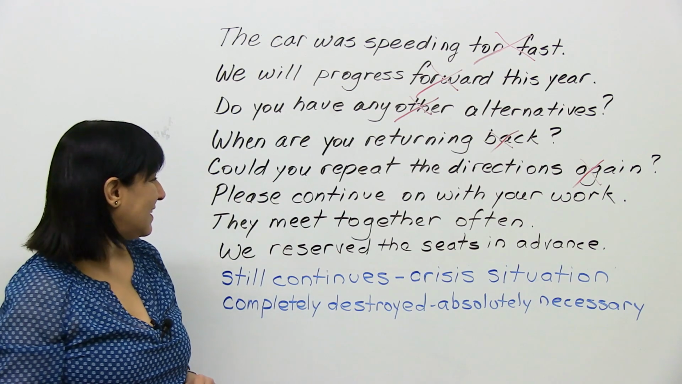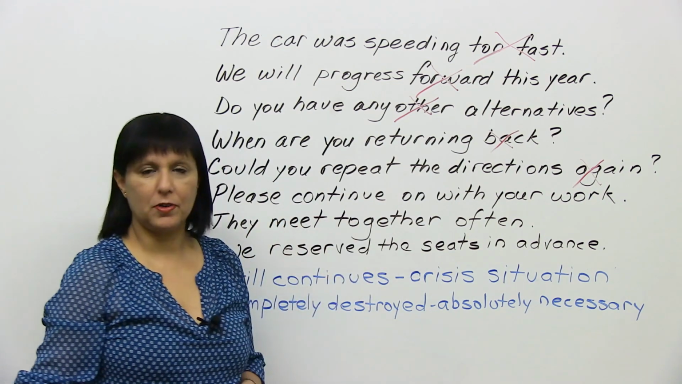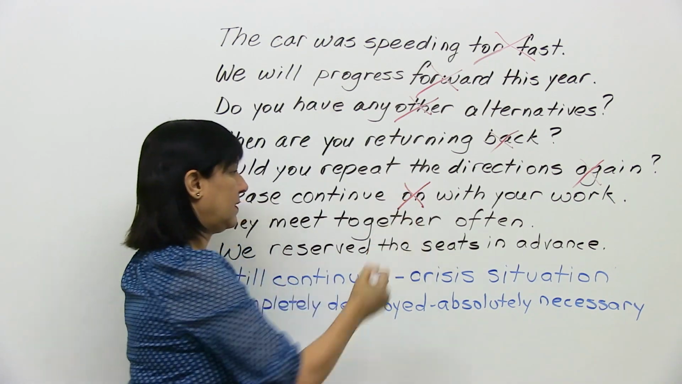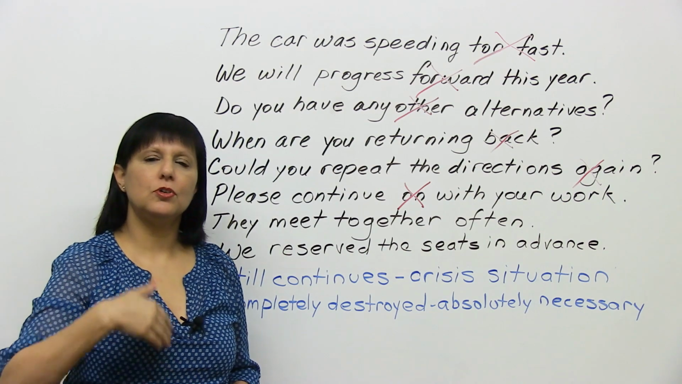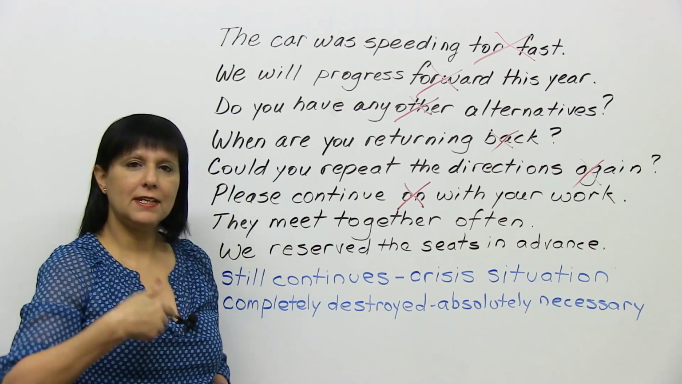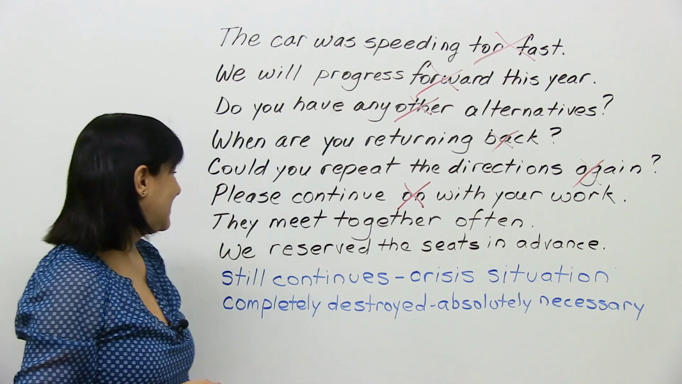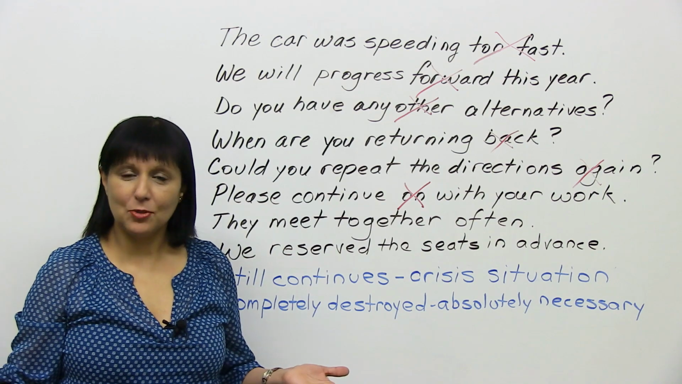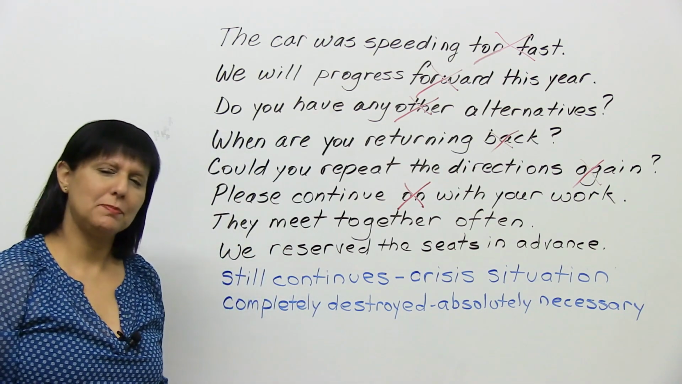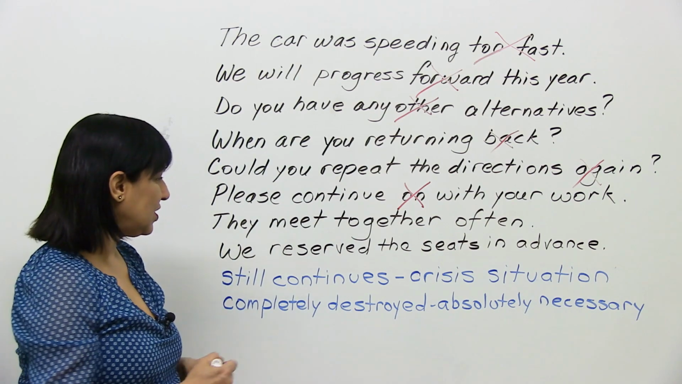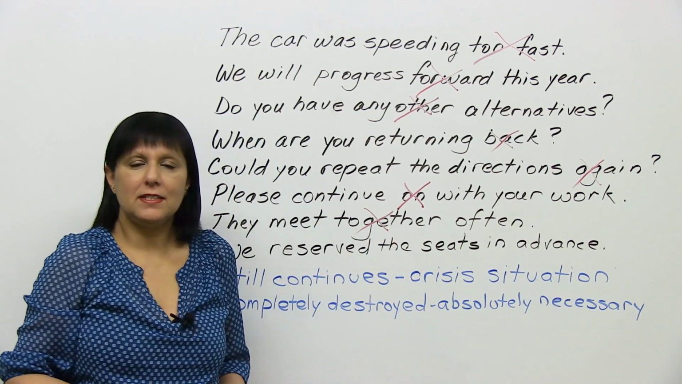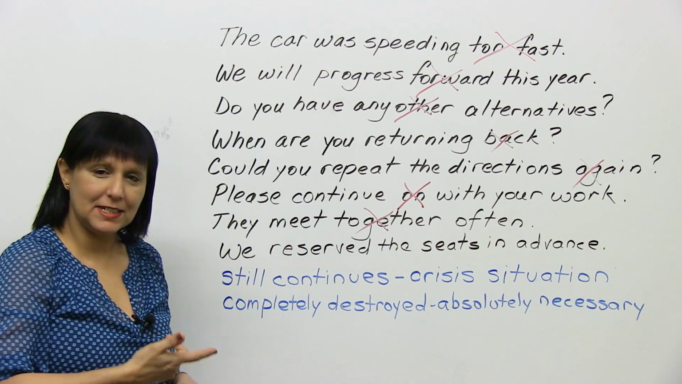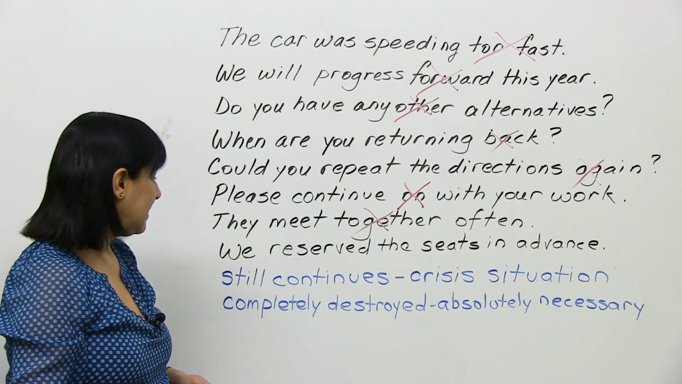That's enough. Please continue on with your work. Where's the problem there? Here. To continue means to go on. So you don't need to say continue on, okay? They meet together often. That sounds like it's okay. A lot of people do use those kind of expressions, but it's not technically correct. You should just say they meet often, because if they meet, they are together, right? We don't need to repeat it. That is a redundancy. Last one here.